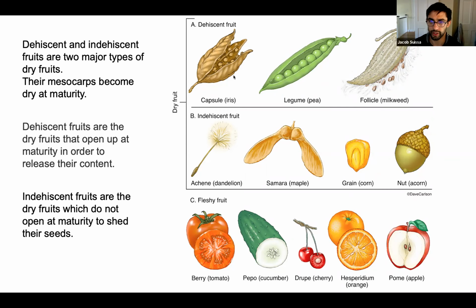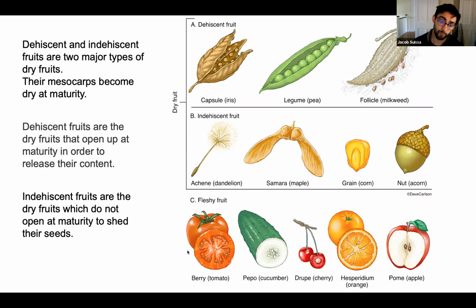So essentially you can have dry dehiscent and dry indehiscent, and almost all of your fleshy fruits are going to be indehiscent, but there are some fleshy dehiscent fruits, but it's much rarer. And the idea here is, if you have a dry dehiscent fruit, you're probably most of the time going to be dispersing your seeds by the air or the ocean or whatever.